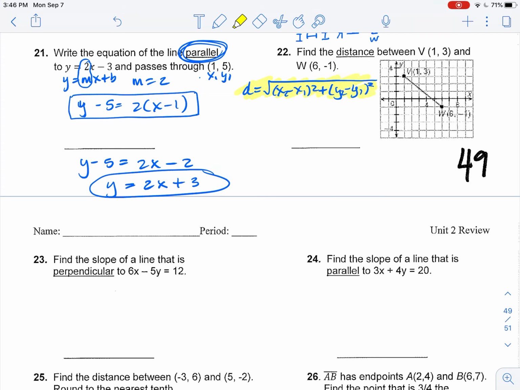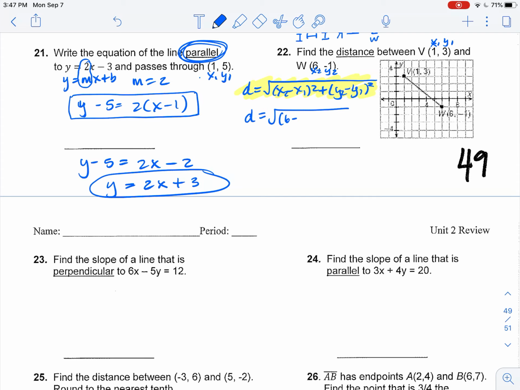22, find the distance. Okay, I wrote down your distance formula already. Just to speed things up between these 2 points. So I'm going to first thing, label my points, x1, y1, x2, y2. And it doesn't really matter which one you pick for the first x, first y, or second x, second y, as long as they're grouped together.